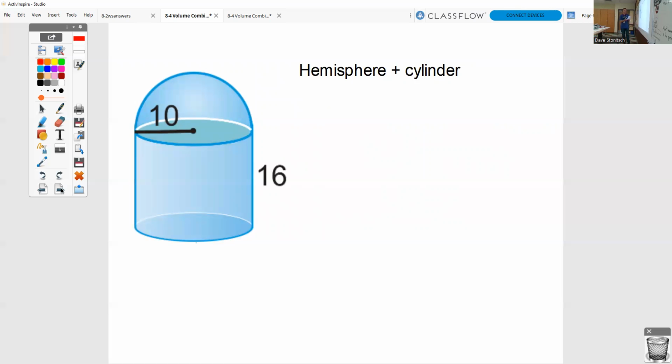We have another hemisphere and a cylinder. The formula for a hemisphere is 1/2 times 4/3 times pi times the radius cubed. Plus you have your cylinder. The formula for a cylinder is pi r squared h.